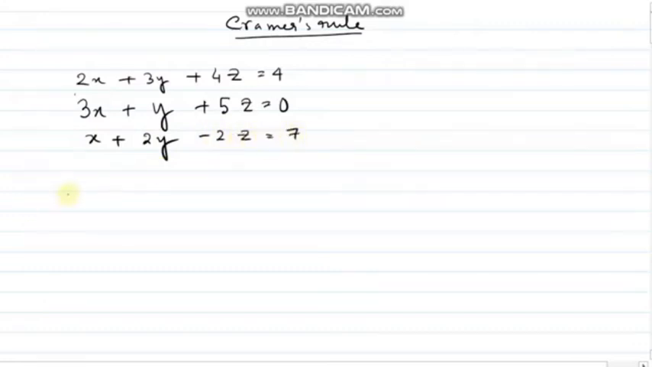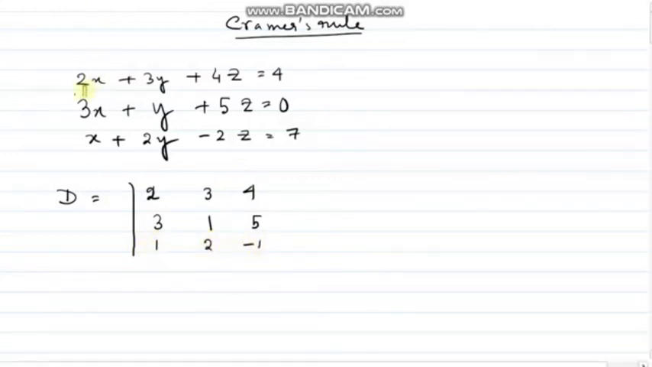So first we need to find the value of the determinant which contains only the coefficients: 2, 3, 4, then 3, 1, 5, and the last row is 1, 2, minus 1. What have I taken here? I have taken only the coefficient part of x, y, z. Sorry, the last one will be minus 2. I made a mistake over here.